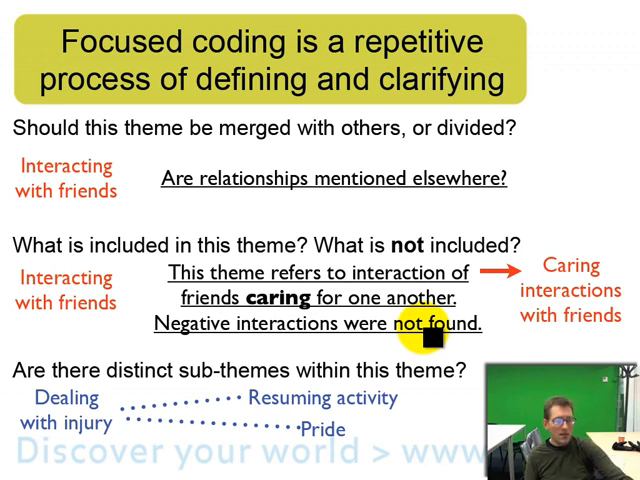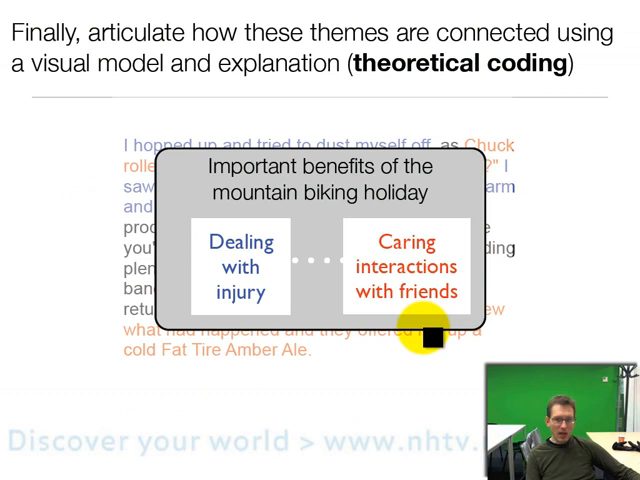With these considerations, we can finish our focused coding, have some themes that we're really happy with, that are good and clear, and move on to the last step, which is called theoretical coding. In theoretical coding, we conclude, often with a picture, how our themes are connected.